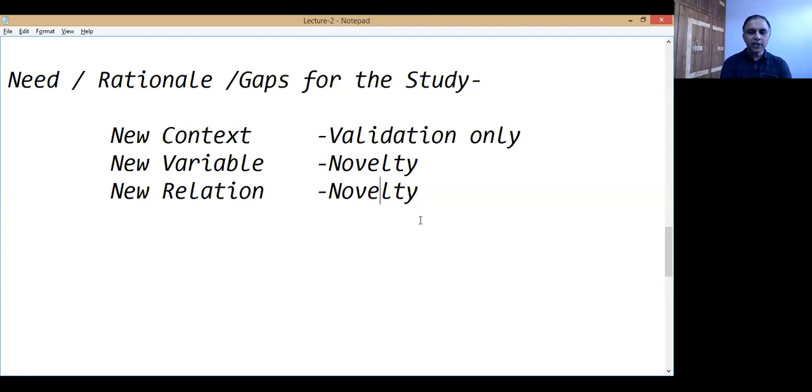Coming to your question, if it's an old variable, can it be considered a novelty? So ma'am, coming to this point, let me go back to this model. Let me stop share and share my screen once again.